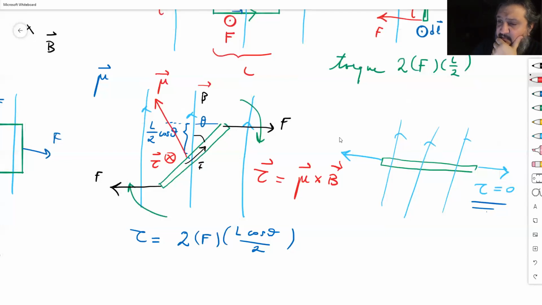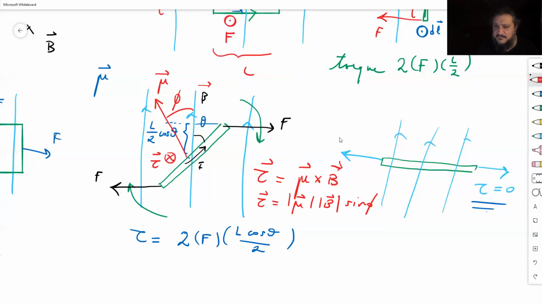What about the magnitude of tau? Don't we need a sine factor here? The angle between mu and B, the magnetic field, sine phi. Which angle is this? The angle between B and mu. This is phi, and that's only the other angle here. So phi plus theta is 90. So it matches here. See, these twos cancel, and then I have cosine theta, which is nothing but sine phi. So I have here FL sine phi.